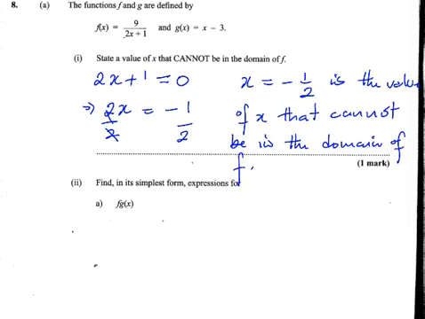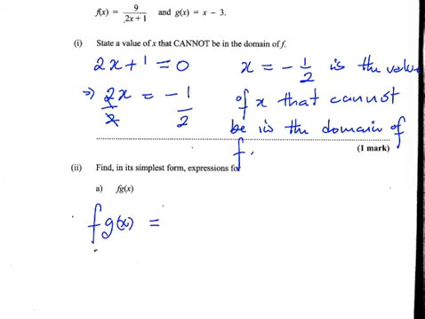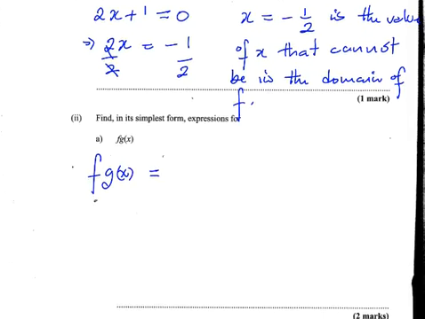All right, so next we are asked to find in its simplest form expressions for a, f of g of x. Now f of g of x is a composite function, and to determine f of g of x, in f, wherever I see x, I'm going to take out x and put g. So this is going to be 9, f is 9 over 2x, but I'm going to take out x and put g, which is x minus 3, plus 1.